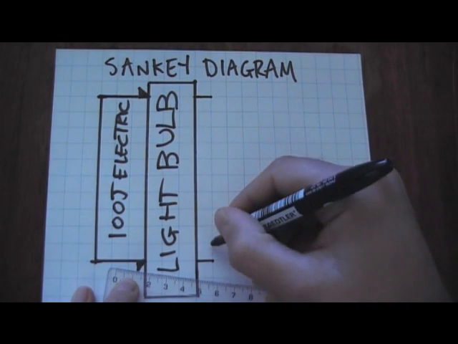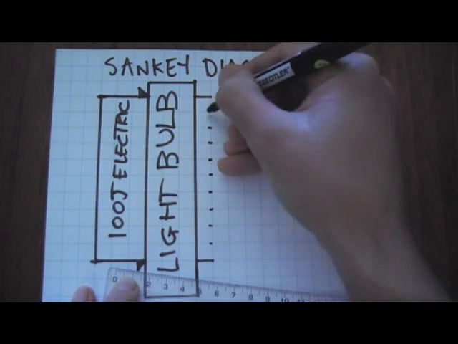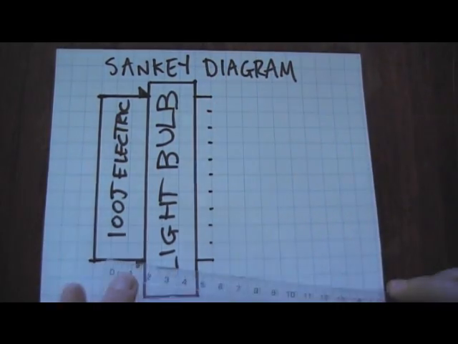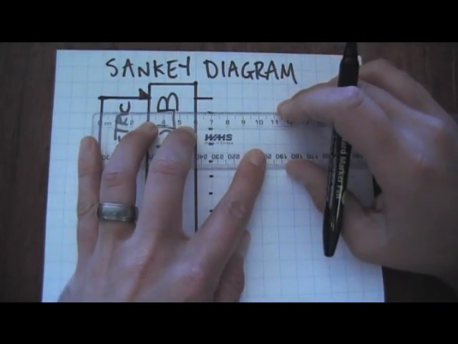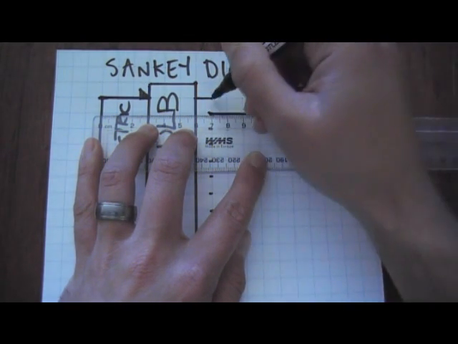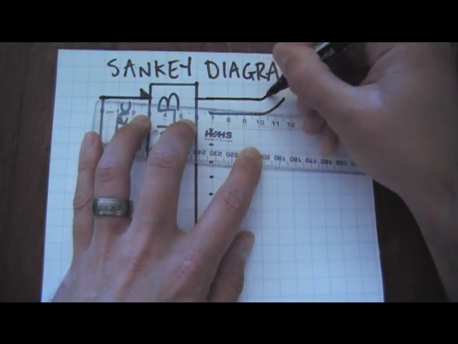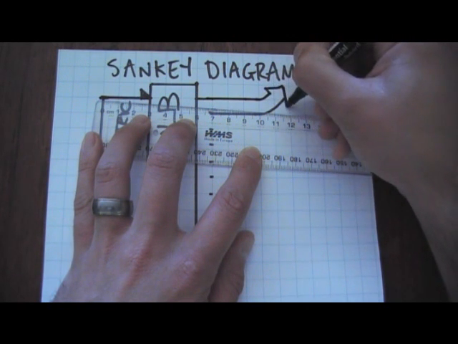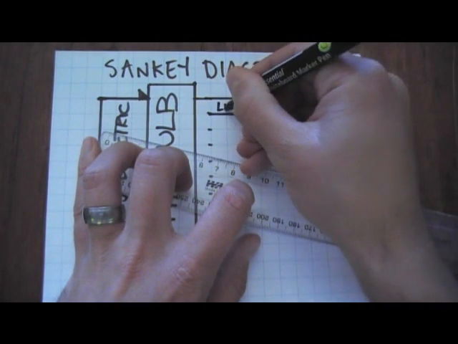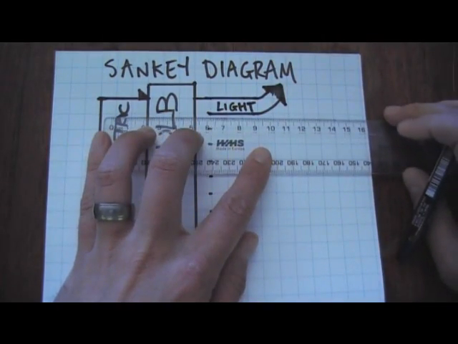Now, each of these centimetre squares equals 10 joules of energy. And so in this case it's simple. To represent 10 joules of light, all I've got to do is take 1 centimetre square. So that can then become an arrow leading off the top, representing the light energy. And if you want to mark it on there, light energy.